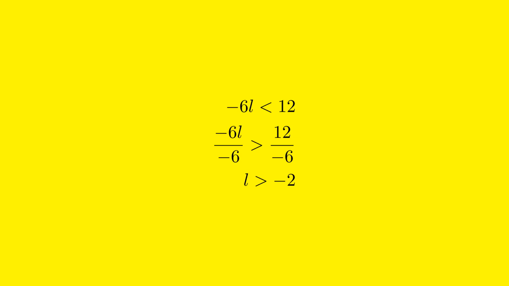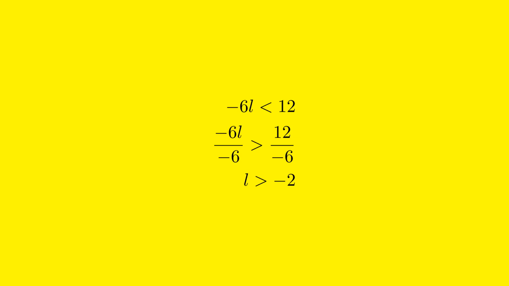Starting with the inequality negative 6l is less than 12, we divide both sides by negative 6. Negative 6l divided by negative 6 is greater than 12 divided by negative 6. This simplifies to l is greater than negative 2 because negative 6 divided by negative 6 equals 1, and 12 divided by negative 6 equals negative 2. So the solution to the inequality is l is greater than negative 2. In interval notation, this is written as open interval negative 2 to positive infinity.